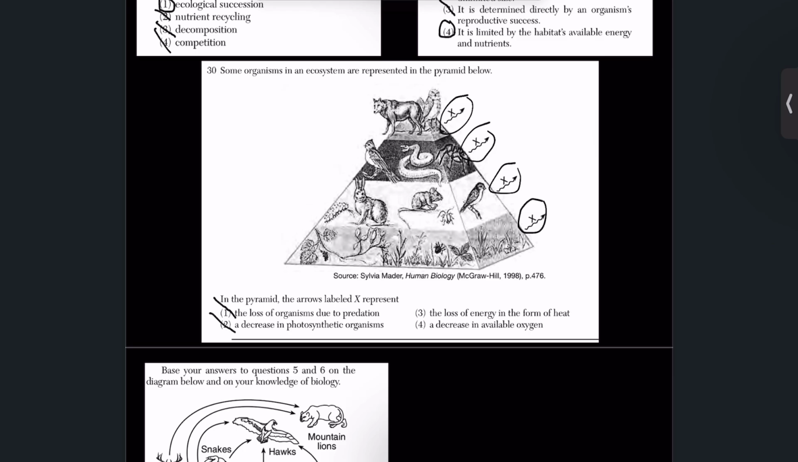Number 3 is the loss of energy in the form of heat, which is true. That's what we saw earlier. And number 4 is a decrease in available oxygen. There's no reason why that would be the best answer, or why that would be what's represented by X. So number 3 here is our best answer.